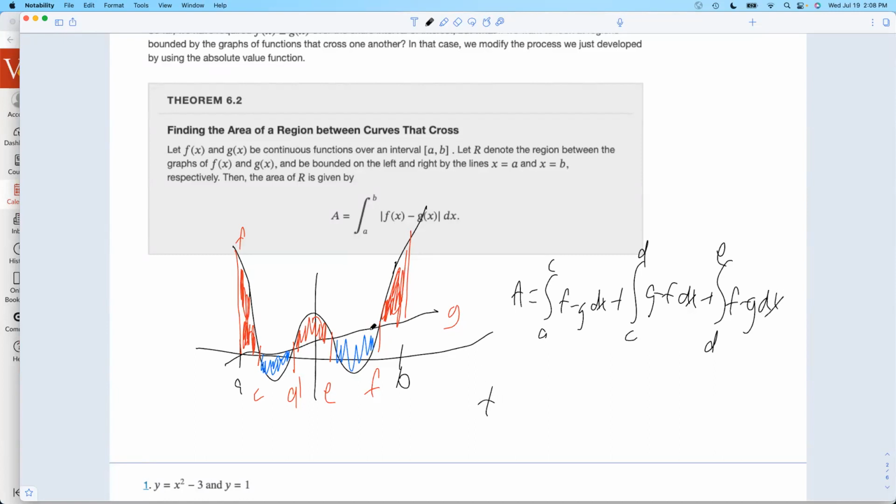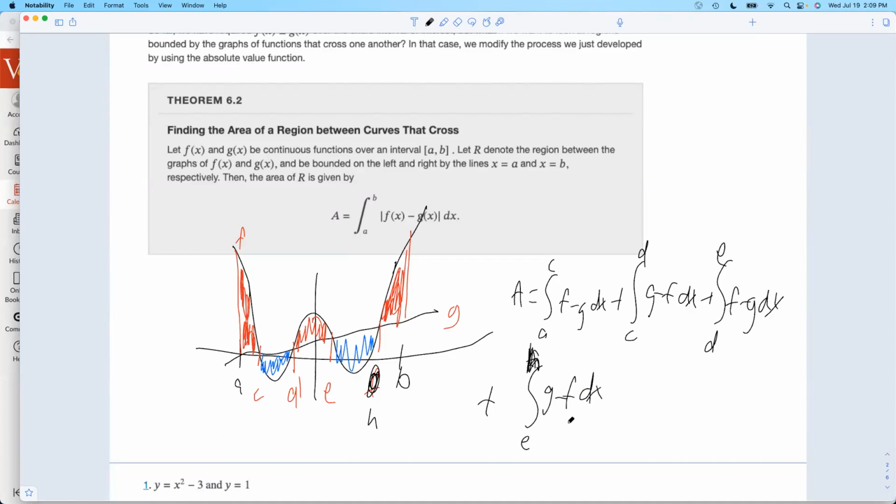And then in this blue region, G is the one on top. So that was from, these are my X values, from X equals E to X equals F in that. Maybe I shouldn't have used the letter F. Maybe let's not call that F. Let's call it H, because F already means a function. So from E to H, we want G minus F.